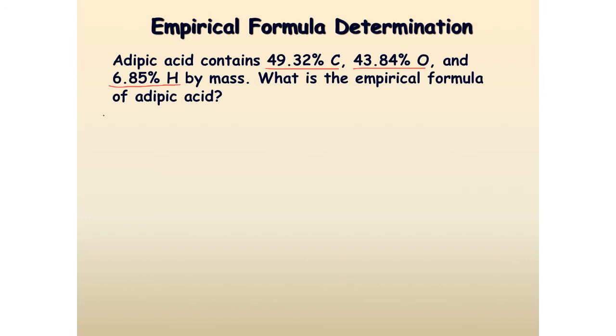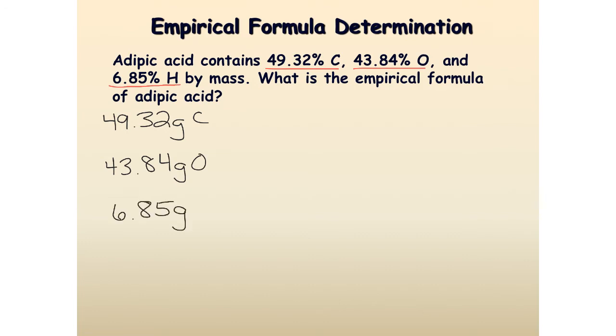That way we would have 49.32 grams of carbon. We would have 43.84 grams of oxygen and 6.85 grams of hydrogen. Now, if you want to be difficult, you could assume that you had any amount. You could assume that you have 37 grams of the sample and then figure out what those percentages would correspond to, but 100 obviously works very easily.